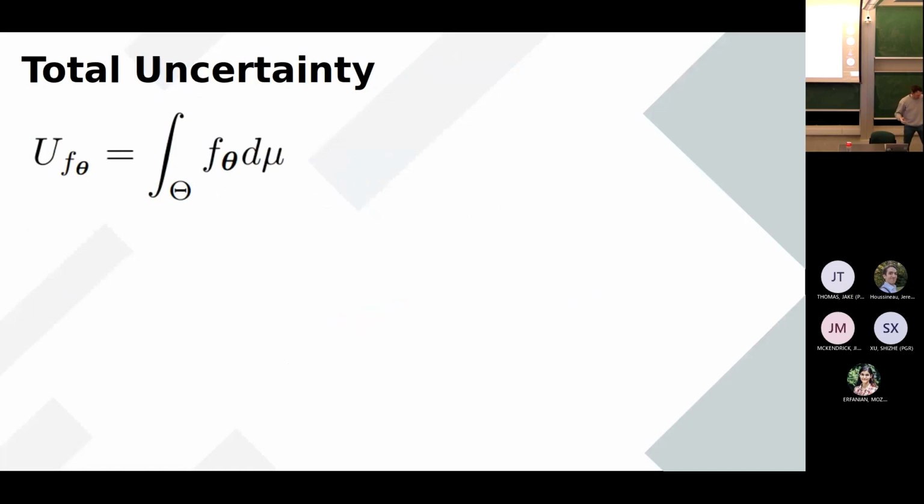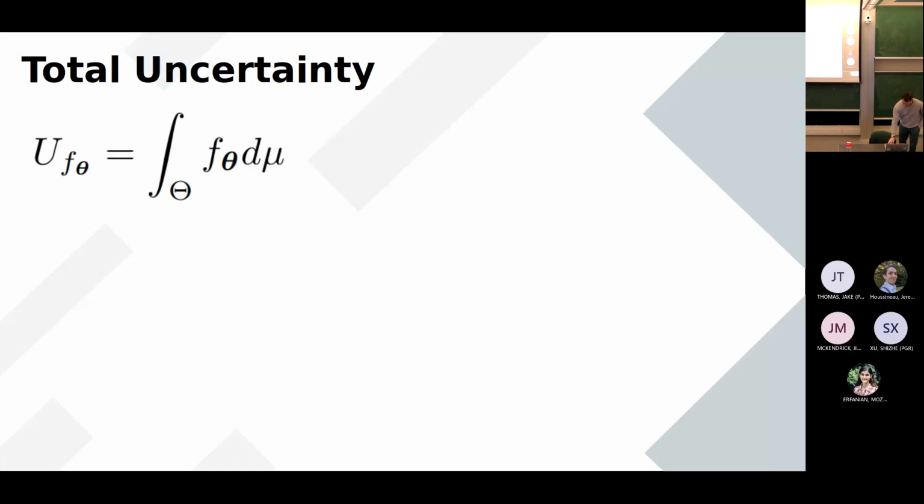In possibility theory, the entropy doesn't make sense. So we need a different measure of uncertainty if we're going to take a similar approach. So with my supervisor, we've created this total uncertainty measure. It's essentially just the integral of the possibility function.